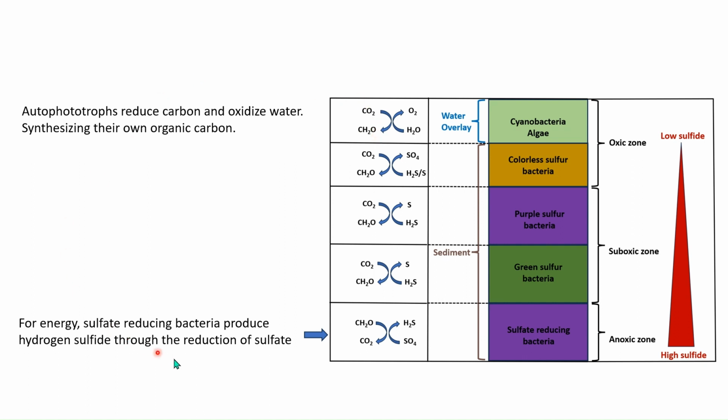Let's work our way all the way to the bottom here. At the bottom, oxygen is not available. And so you have these sulfate reducing bacteria that are going to make hydrogen sulfide through the reduction of sulfate. Let's see what that looks like here. So we have our sulfate and it's replacing our oxygen. And we're going to reduce sulfate into hydrogen sulfide, and that allows us to generate energy.